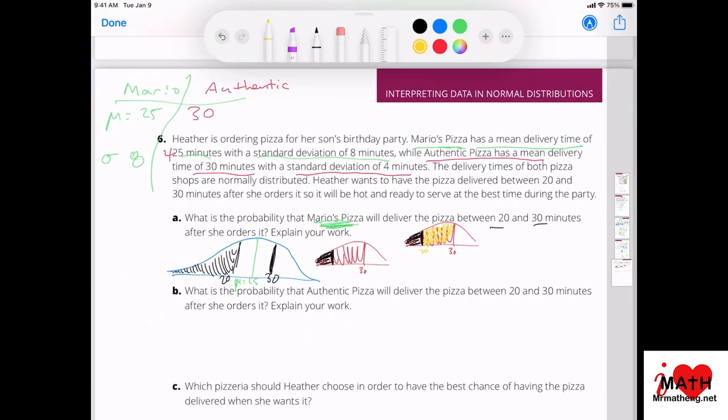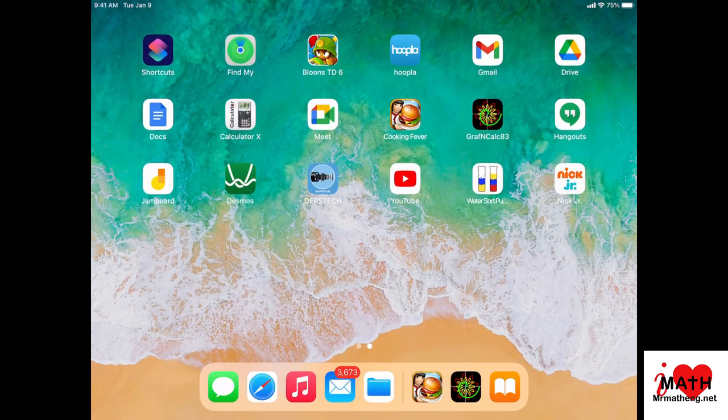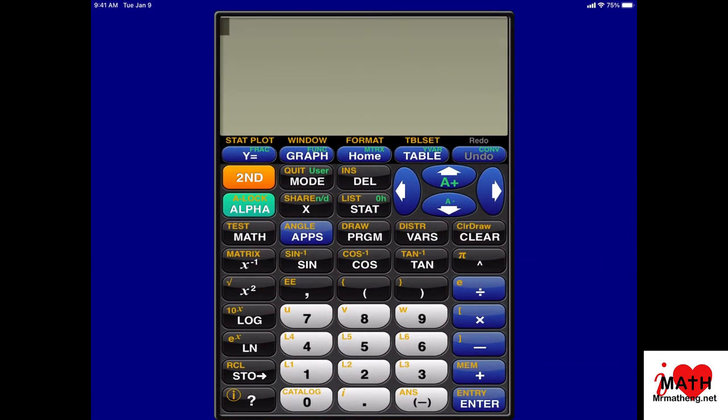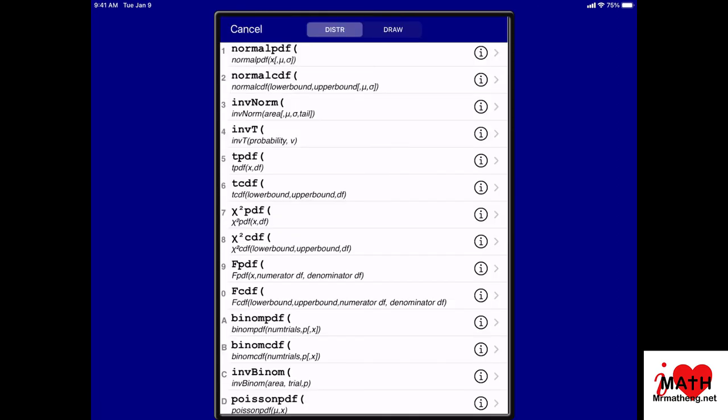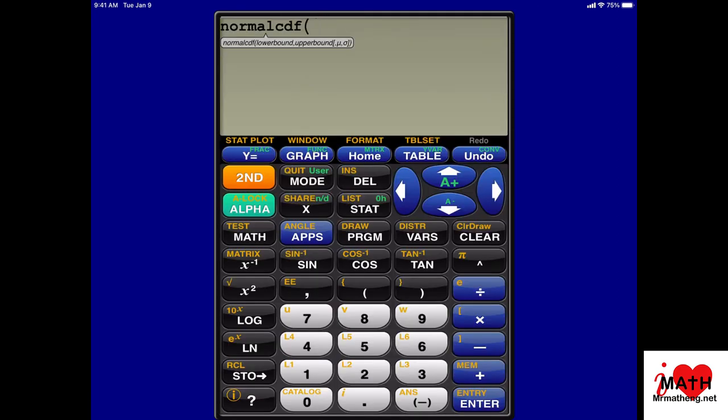Or we can just put that in our calculator. So I'm going to go ahead and put on my calculator. 25, 8. Second, VARS, normalcdf. Between 20 minutes, 30 minutes, mean 25, and I forgot the last one, which was 8. And my answer is 46.8%.